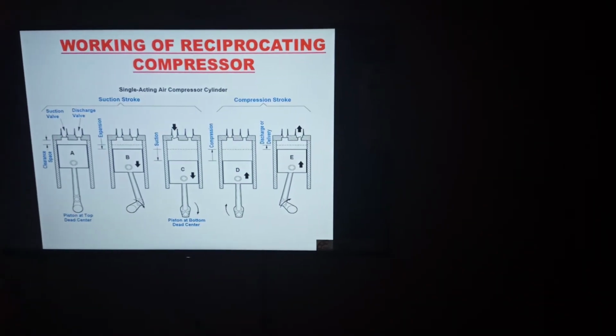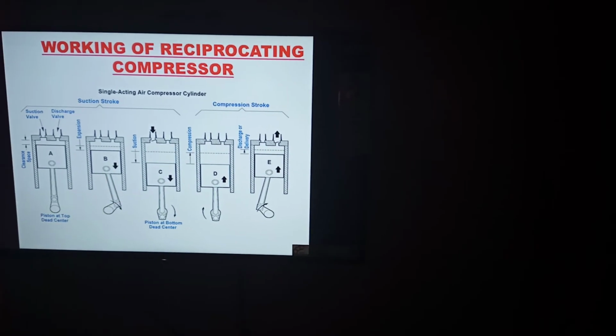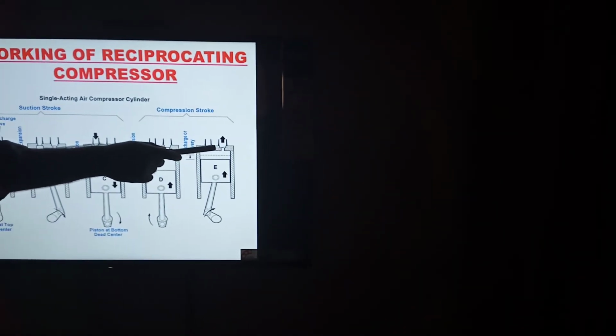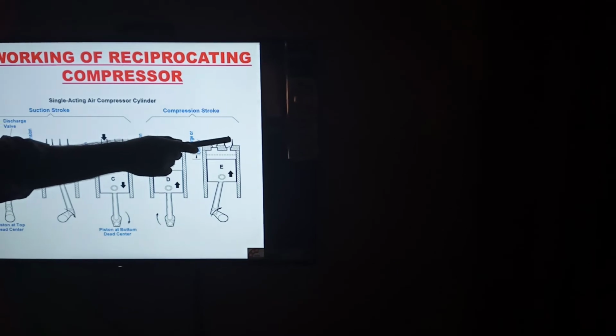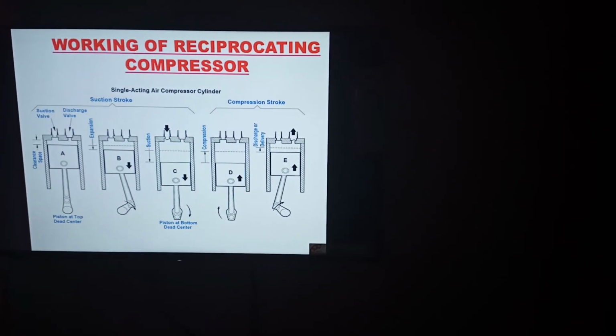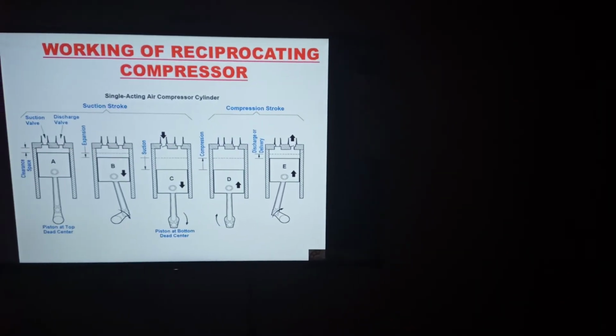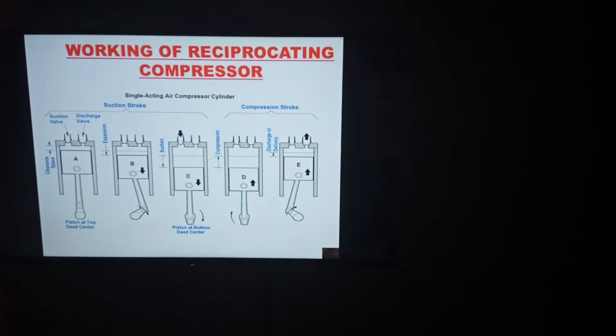And towards the end of this compression stroke, the discharge valve gets opened. You can see in the figure, we are getting high pressure, high temperature air from here. So these are the two strokes of a reciprocating air compressor, single acting air compressor.